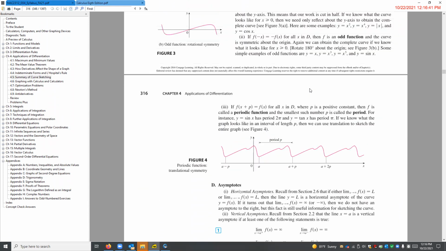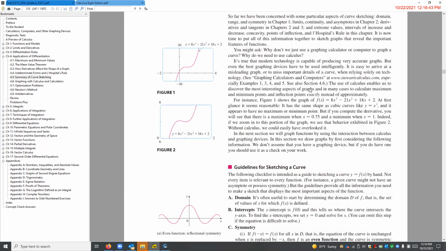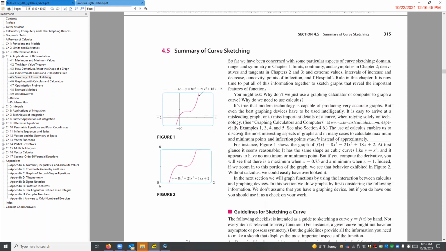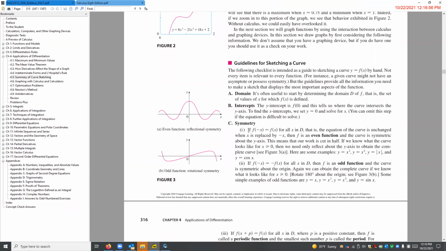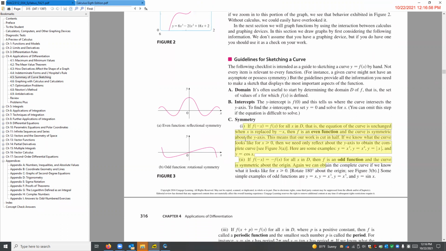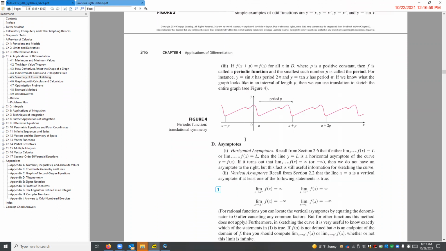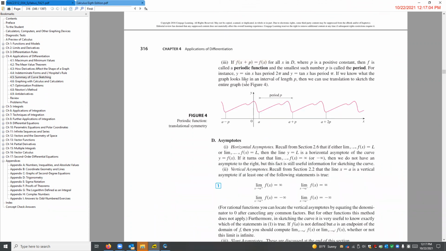So next time, I'm going to run you through all of these steps, right? The guidelines for sketching a curve as presented in the textbook has you doing a whole bunch of stuff. Determine the domain, determine any intercepts, check for symmetries. These can be useful. Is your function even or odd? This is what I mean when pre-calc is coming back. Determine if your function is periodic, right? Sines, cosines, stuff like that.